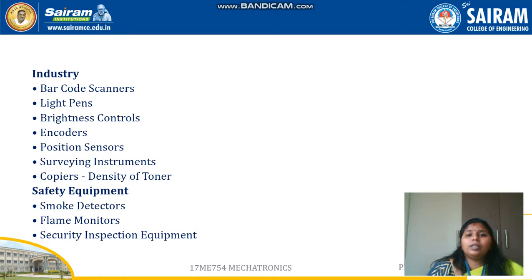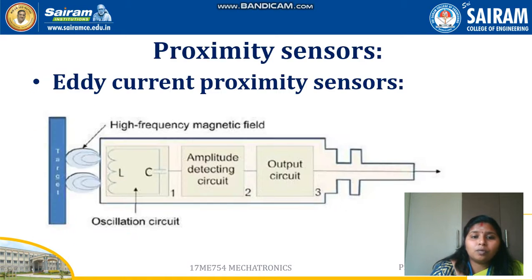And for industrial applications, it is used in barcode scanners, light pens, brightness control, encoders, position sensors, surveying instruments, and copiers to sense the density of the toner. For safety equipment, it is used in smoke detectors, flame monitors and security inspection equipment. So these are some of the applications where photodiodes are commonly used.